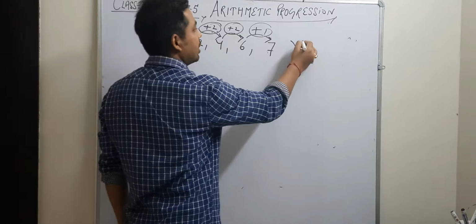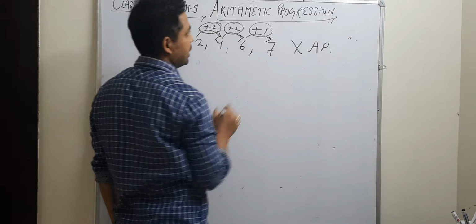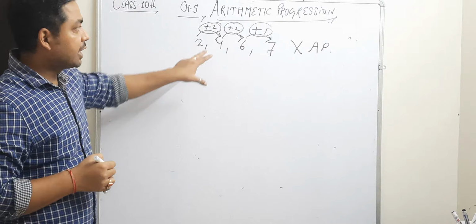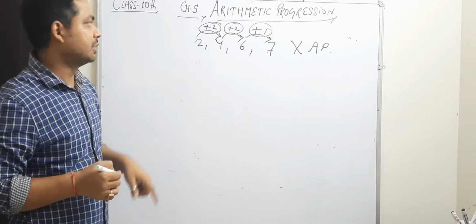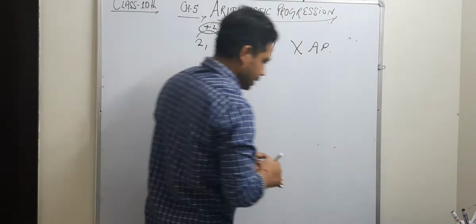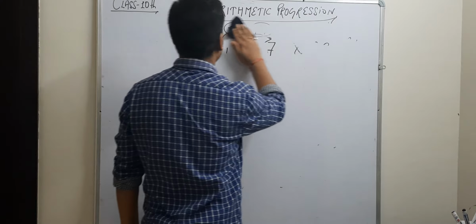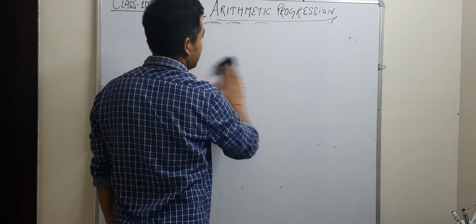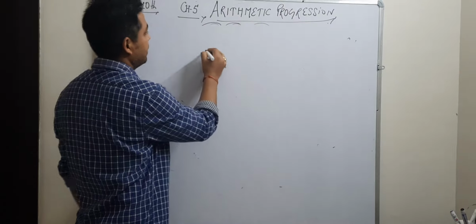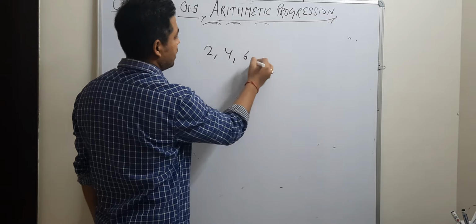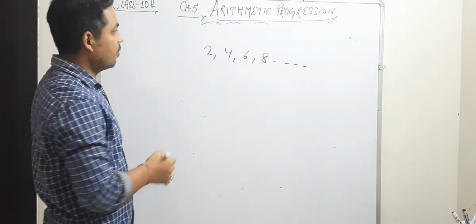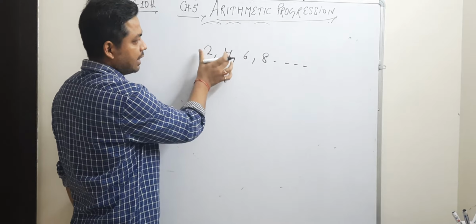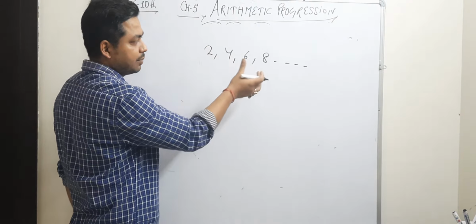So this is not an AP, not an arithmetic progression. For an AP, all the fixed numbers should be the same. So you can see, now I will explain. This type of sequence is not considered as an AP. Suppose this is an AP sequence. We know that this is the AP. Why? Because the same fixed value is added in all the cases.